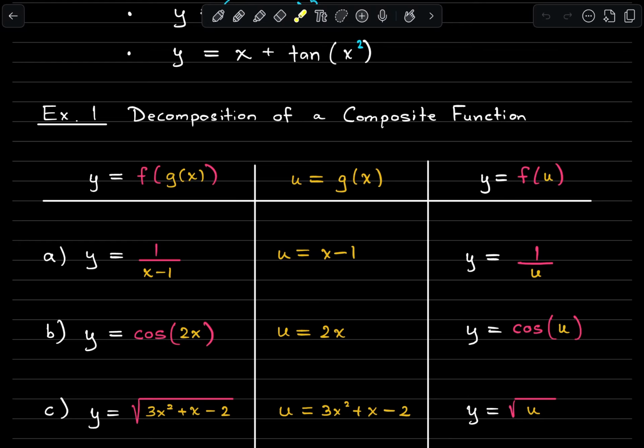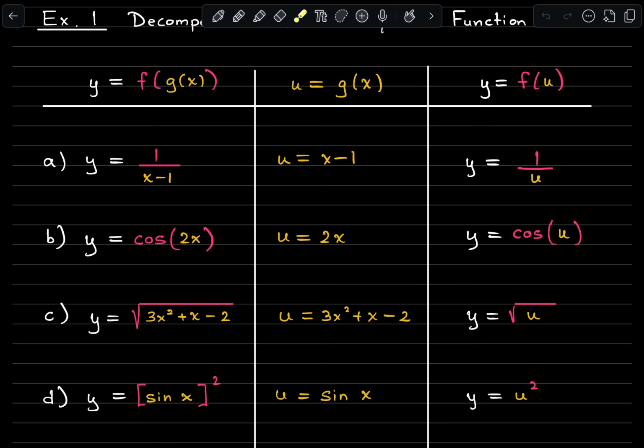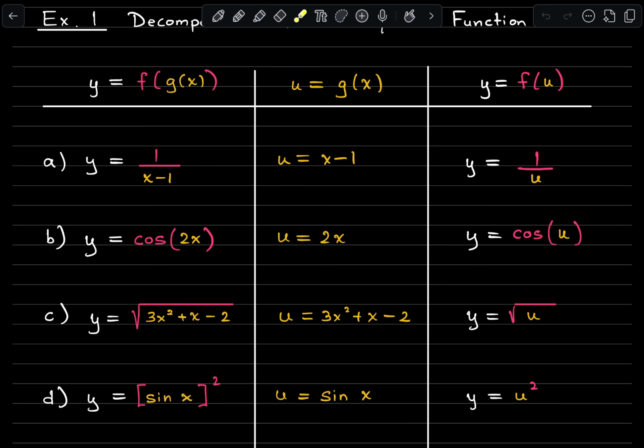Example C, you've got the square root of this polynomial, 3x squared plus x minus 2. We make that polynomial u. The outer function just becomes the square root, so y can be represented as the square root of u. And finally, y is equal to sine of x, the whole thing squared. Inside the square, u is equal to sine x. The outer function is just the square. Y is equal to u squared.